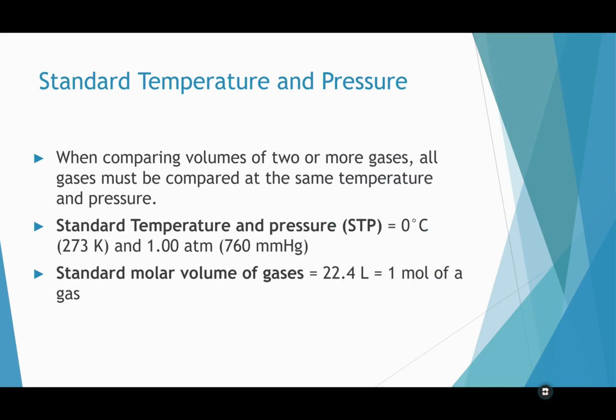The last part is standard temperature and pressure. When comparing two volumes of gas, they need to be at the same pressure and the same temperature. Standard temperature and pressure, or STP, is 0 degrees Celsius, or 273 Kelvin, for temperature. Pressure is 1.00 atm or 760 millimeters of mercury. Standard molar volume means that 1 mole of a gas occupies 22.4 liters.